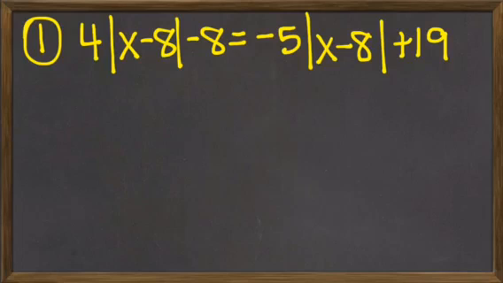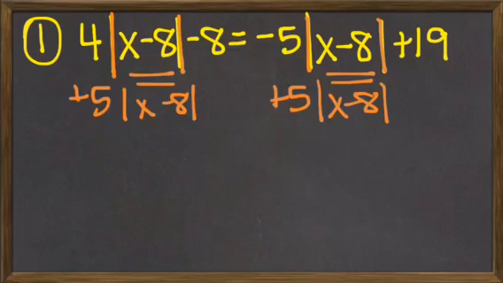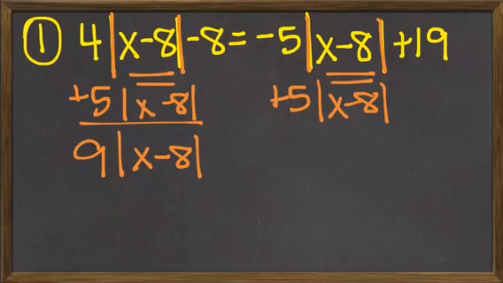In this example, we have x minus 8 in absolute value on both sides of the equation. We are going to treat this like it was just an x, and we want to get those on the same side. So I'm going to add 5 times the absolute value of x minus 8 to both sides. When I do that, I get 9 times the absolute value of x minus 8, and that's on this side.